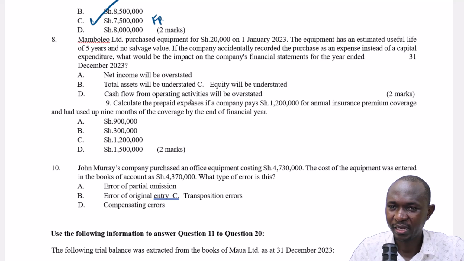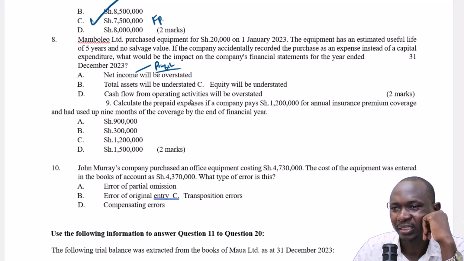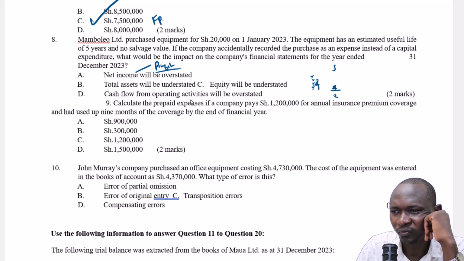There's a trick here. Net income, not net profit. If this was net profit, it could be right. It could be right. Why? Because when we overstate the expenditures, for example, this was 5, this is 3, this is 2. So if you overstate this to 4, then net profit will be 1. So if expenditures increase, net profit reduces. This is not correct.